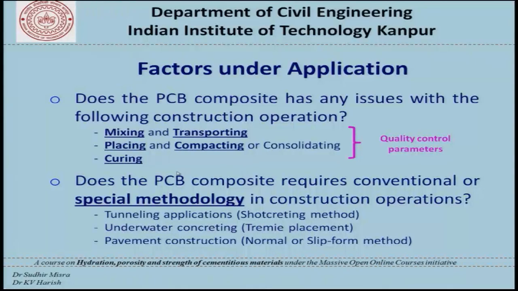And in addition to these factors, the second question that we need to think about when it comes to application is, does the Portland cement based composite require conventional methodology or special methodology in construction operations? So, for example, if you take a tunneling operation where you want to concrete a portion of the lining of the walls, special operations are required like shotcreting.